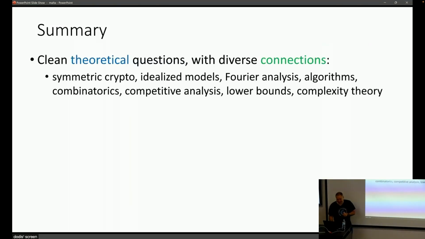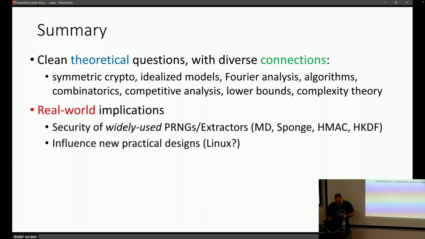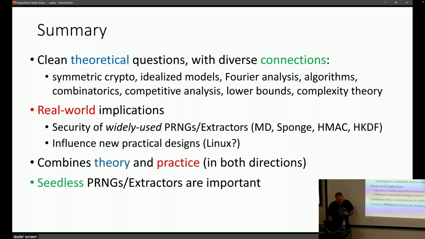So let me summarize. I think it's a nice area. It leads to good theoretical questions with diverse connections we used in different papers, like idealized model, Fourier analysis, combinatorics, covering numbers. I really enjoyed some lower bounds. So it was a nice area for me. It has real world implications. We look at practical constructions used in the real world and analyze them formally. It influences practical design, even though Linux used some of those things, they didn't go all the way.